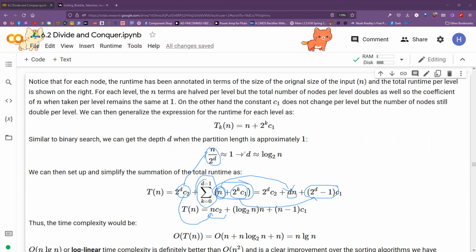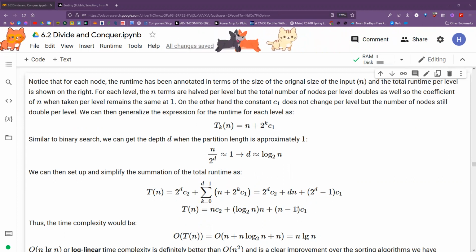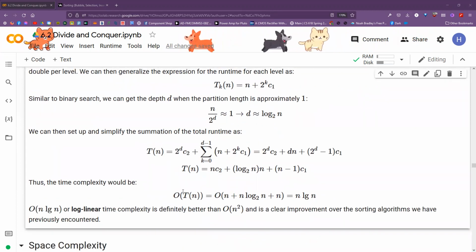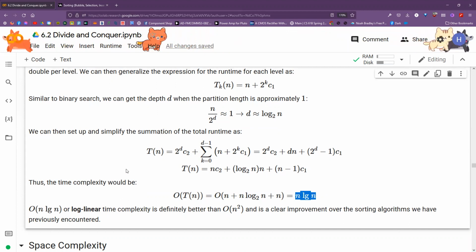And recall, d is equal to log of n. So this is the second term over here. And then 2 to the d is equal to n. So this is just n minus 1. So eventually, we are left with an expression na n times a constant, tapos n log n, and n times another constant. So yung ating time complexity actually results to n log n, or what we call log linear time complexity.